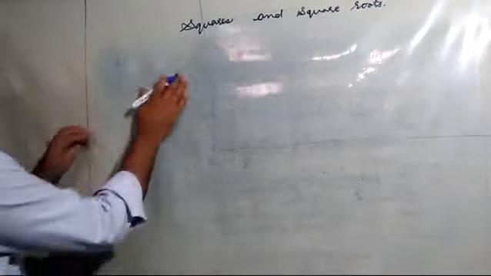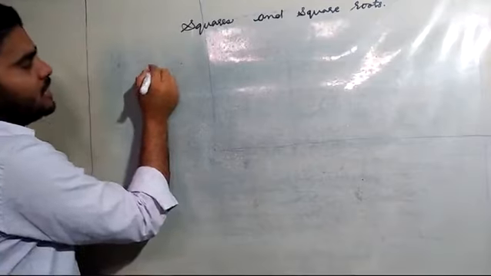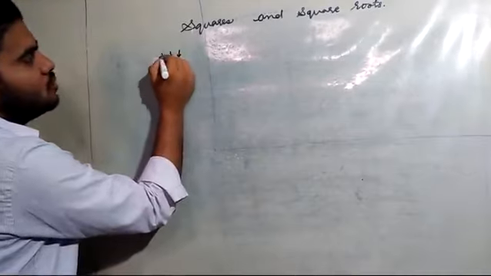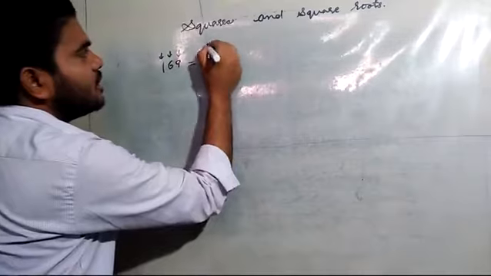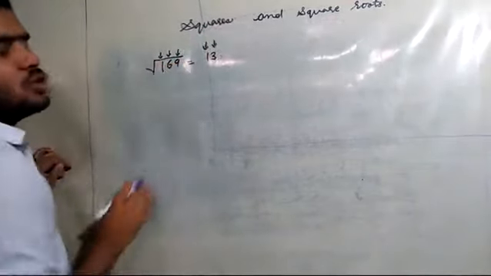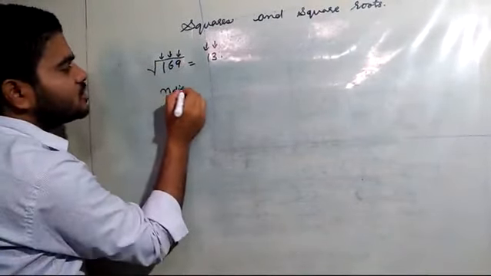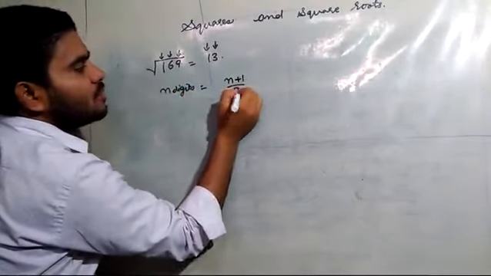One more property I have to deal with here: if the number has n digits, suppose a number is 169, how many digits does it have? 1, 2, 3. The answer is 3. How many digits are there in the square root? 2 digits, correct. A 3 digit number has a square root of 2 digits. Now the rule says that if the number has n digits, then the square root will have (n plus 1) by 2 digits.